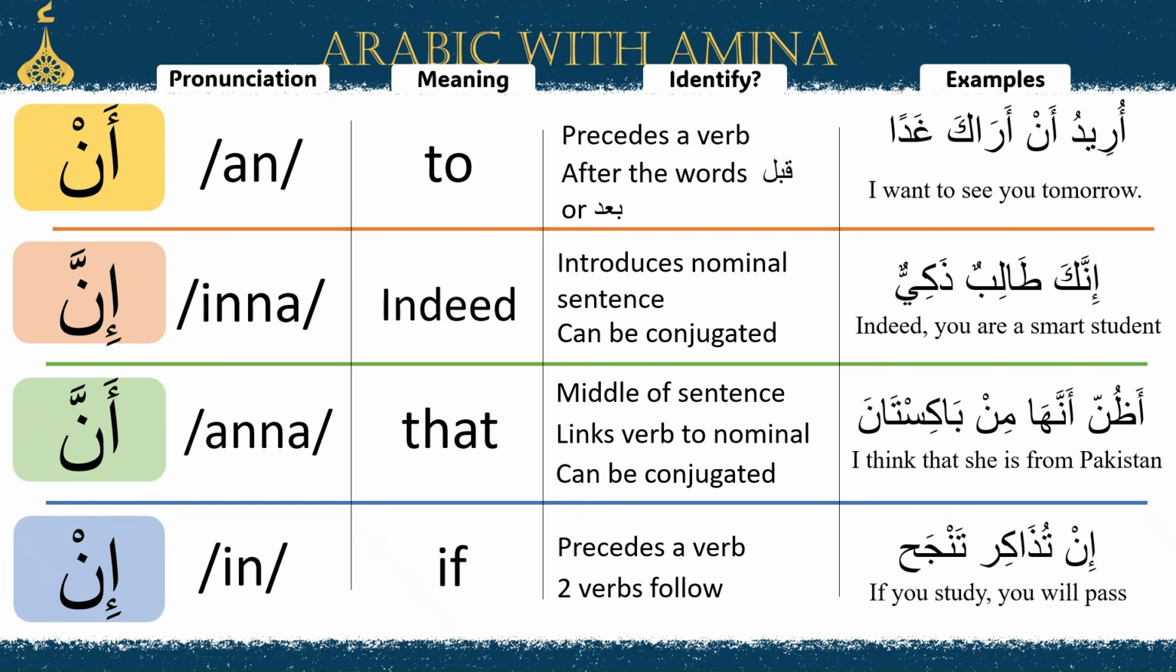So when you're trying to figure out which particle you're looking at, always check the word that comes right after it. Is it a verb? If it is a verb, then we've already eliminated 2 out of the 4 particles, and we're only left with an and in. If the word after it is not a verb, then it's a noun, usually part of a nominal sentence. And in that case, we're dealing with either inna or anna.